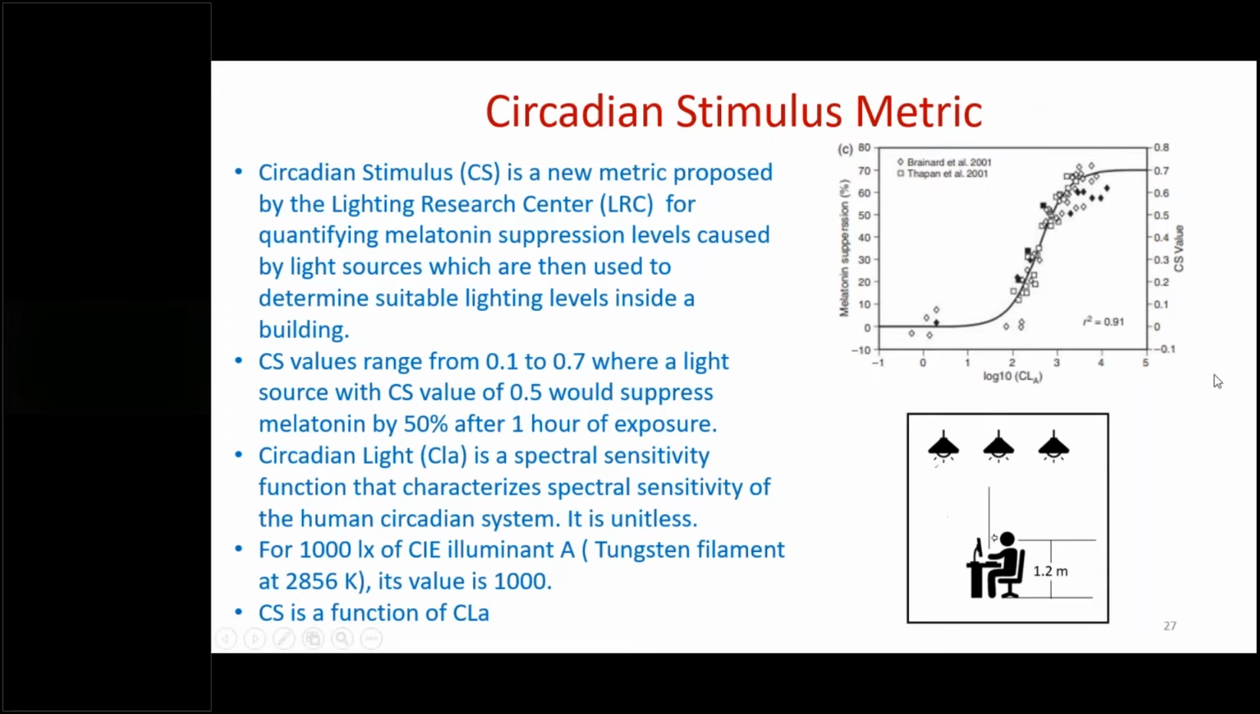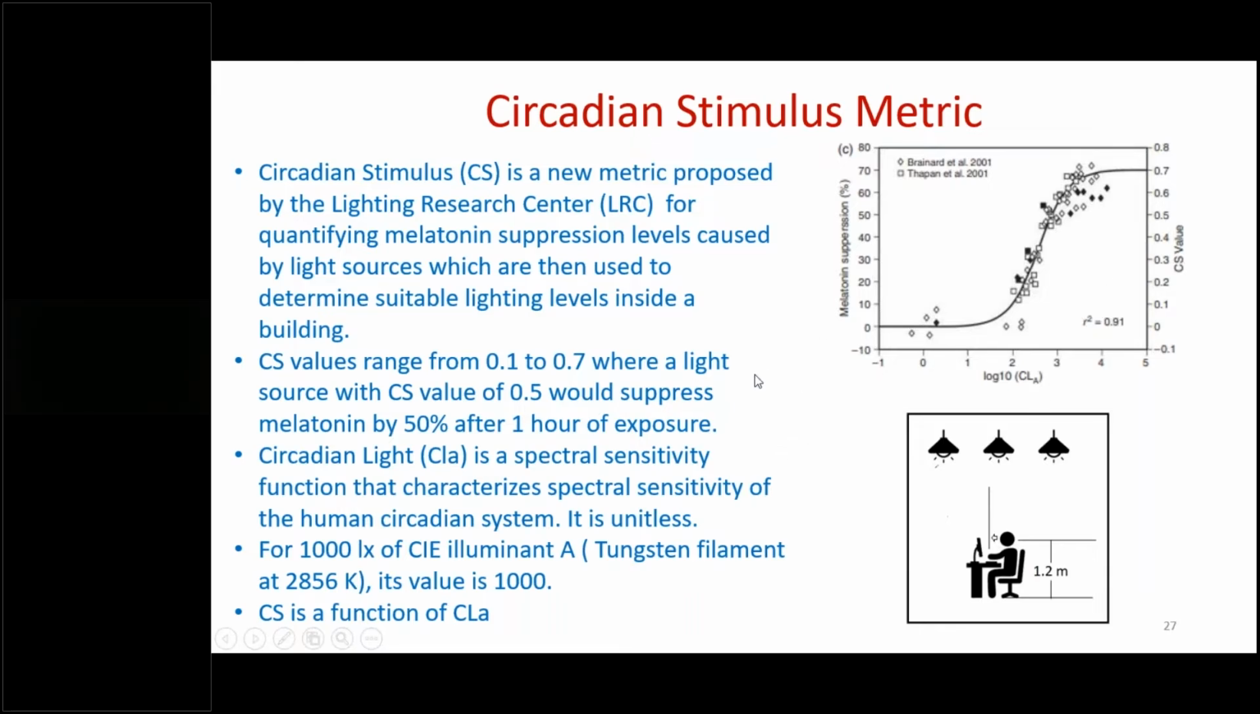So the metric has a scale from 0.1 to 0.7. If circadian stimulus is, say, 0.5, it means within 1 hour of exposure, you would suppress 50% of melatonin secretion. So at night, you don't want to use a source that has a high CS value because you would basically lose the melatonin in your body and you can't fall asleep.